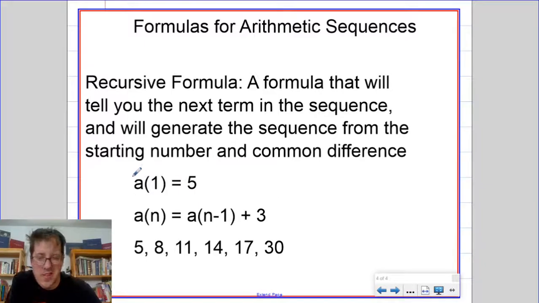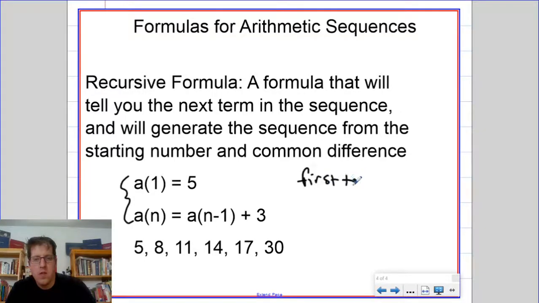Some of you will have seen this in middle school, but not everyone talks about this. So the two parts are the first term. So this is saying that the first term is 5. Now, the next part is the key. The next part is saying if you want to find the nth term, you would take the nth minus 1 term and add 3.